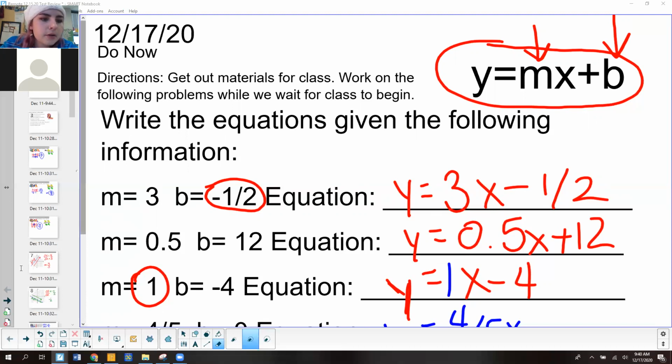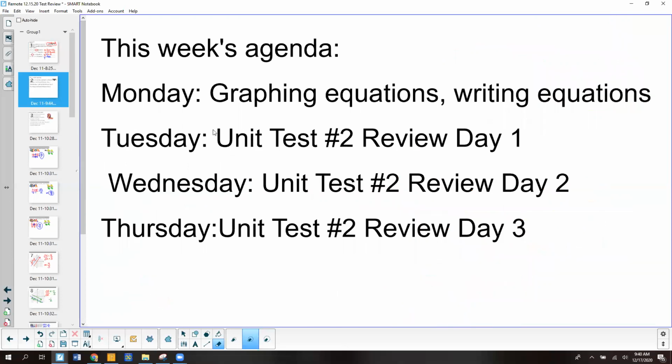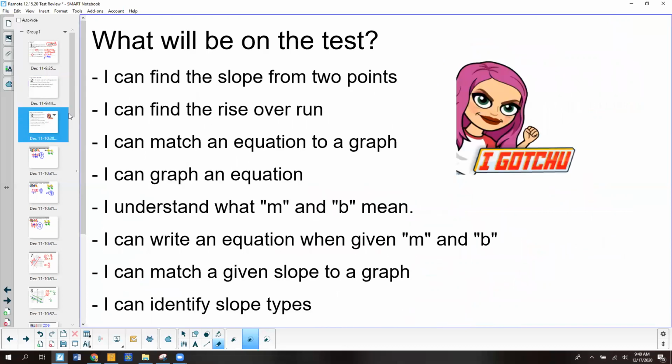All right, let me go ahead and go to where we need to go for today. So this week's agenda, we've been working on test review this week because you do have a test due by the end of this week. So Thursday is today. We're going to do unit test review day 3. So remember, this is what's going to be on the test.